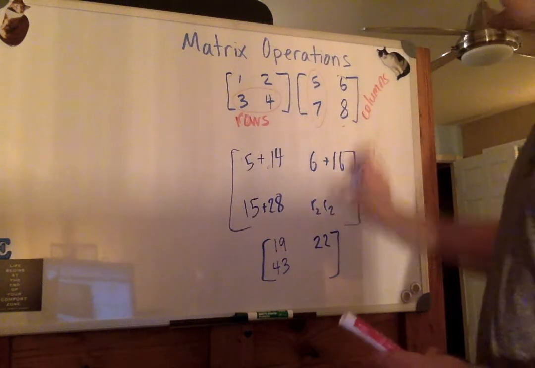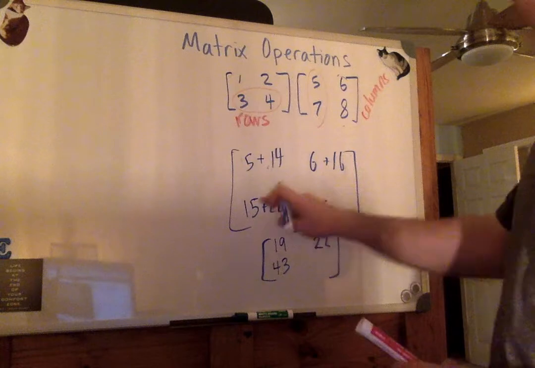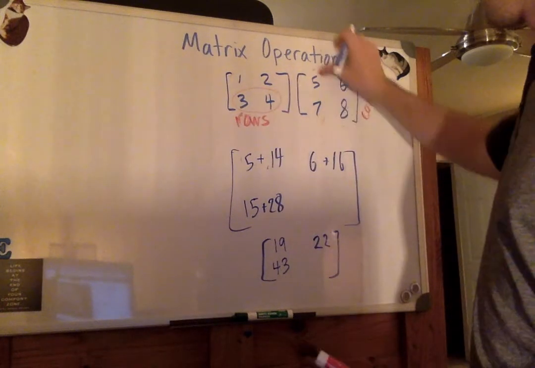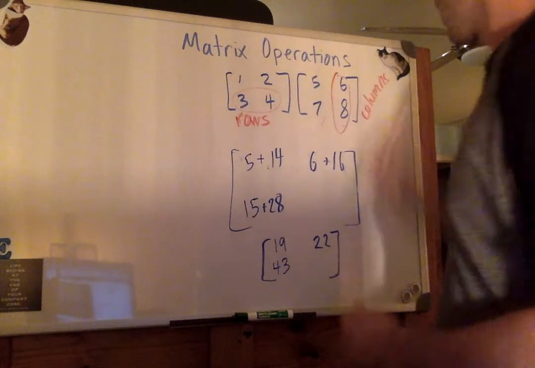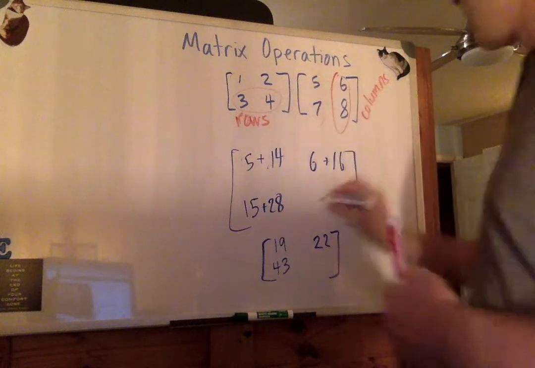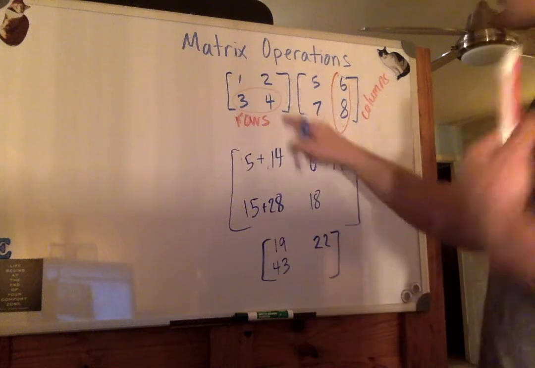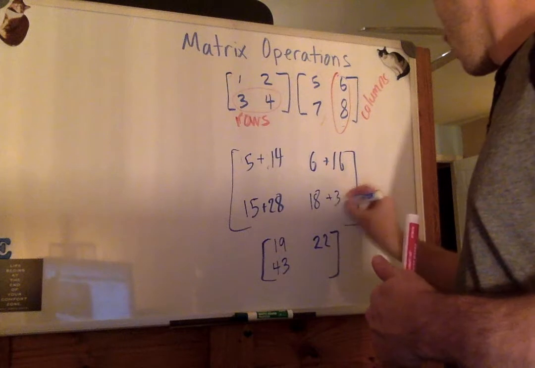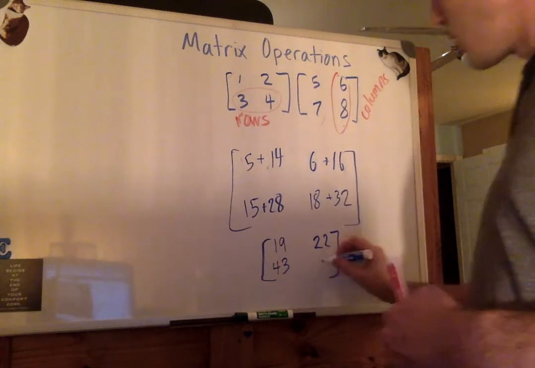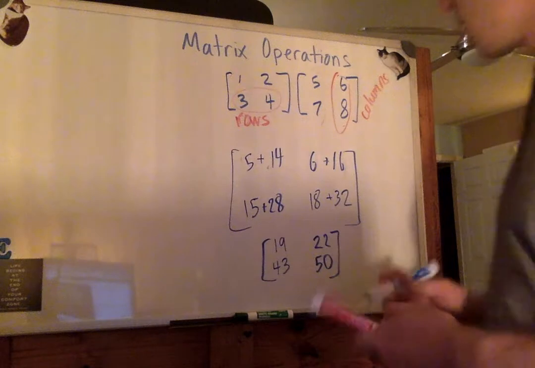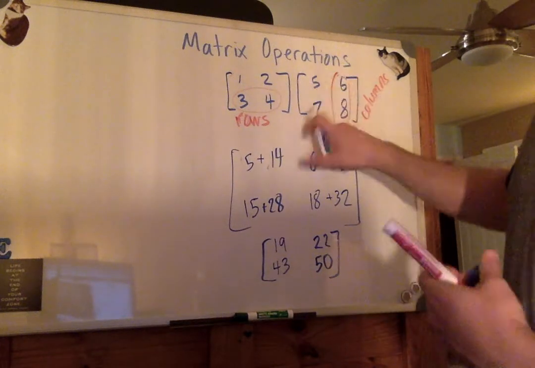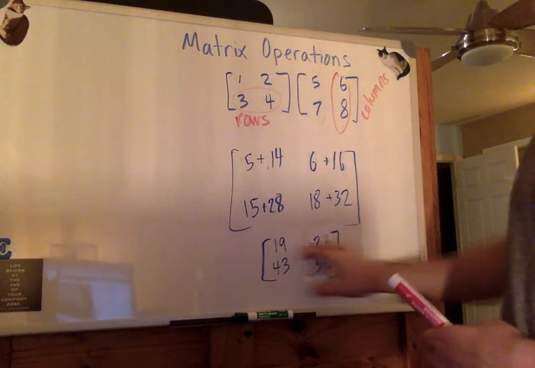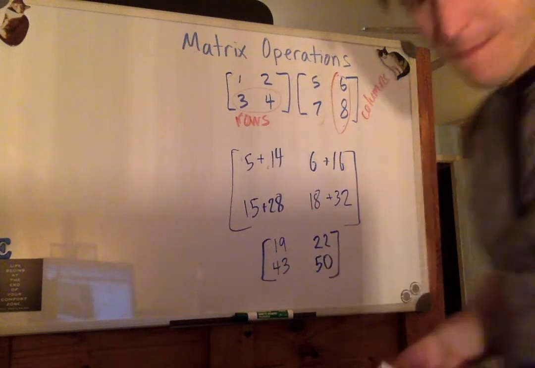And then the very last thing is based on row 2, column 2. Row 2, column 2 means 3 times 6 is going to be 18, and 4 times 8 is 8, 16, 24, 32, which should get me straight to 50. And so the result of multiplying this times this is going to be 19, 22, 43, and 50.